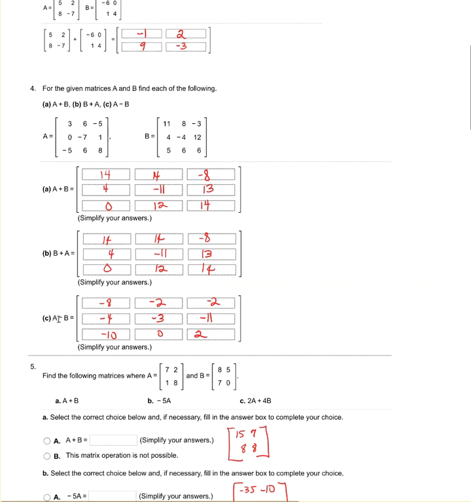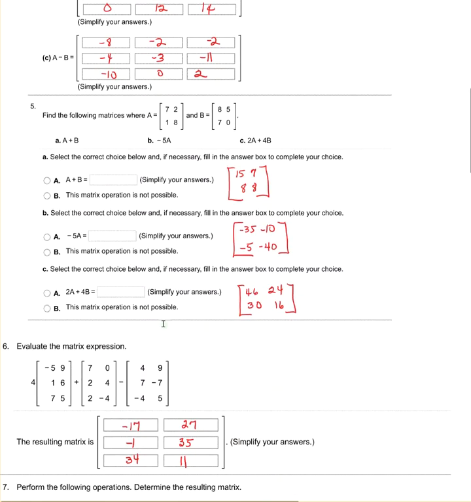So A minus B, you're going to subtract these. 3 minus 11, 6 minus 8, -5 minus a -3. So you'll do those that way. Probably just as quick to do those by hand.